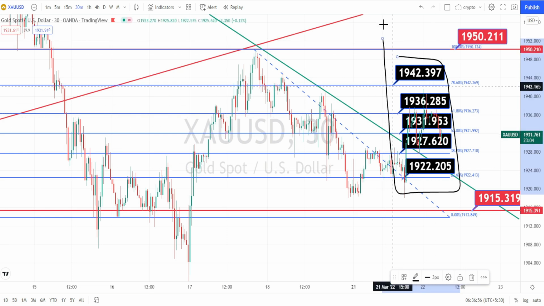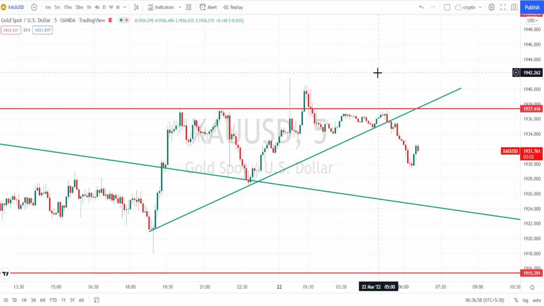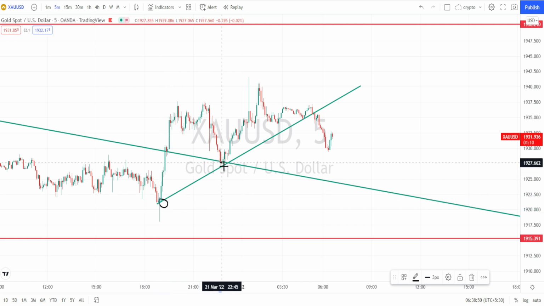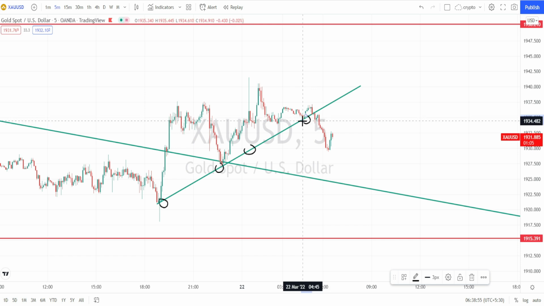Let us do the analysis in 5 minutes time frame. I am in 5 minutes time frame now. When we look at the price action in 5 minutes time frame, I have drawn a trend line over here for 5 minutes time frame. It was taking support on this trend line and it has broken this support line and started its bearish trend.